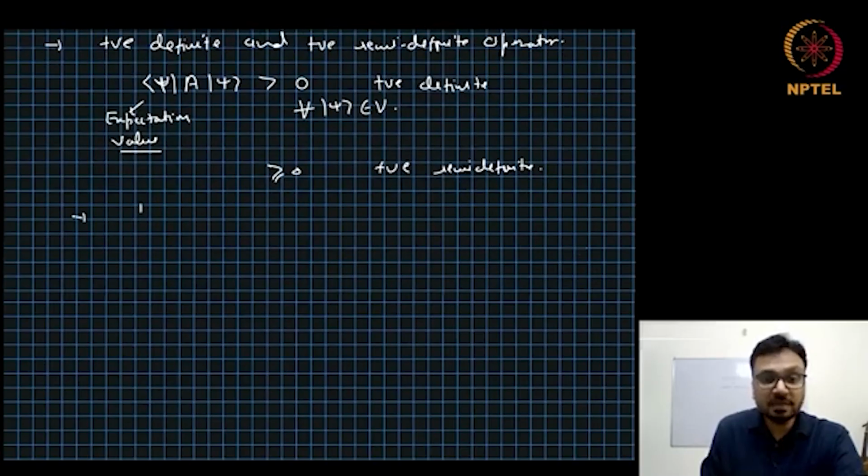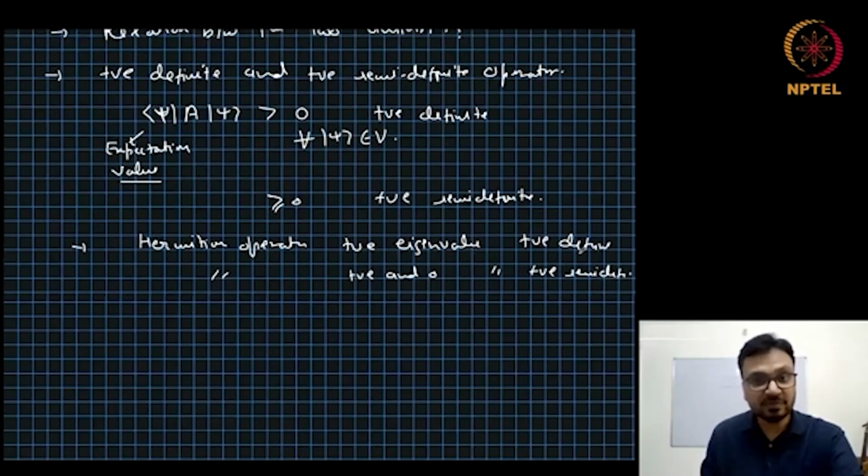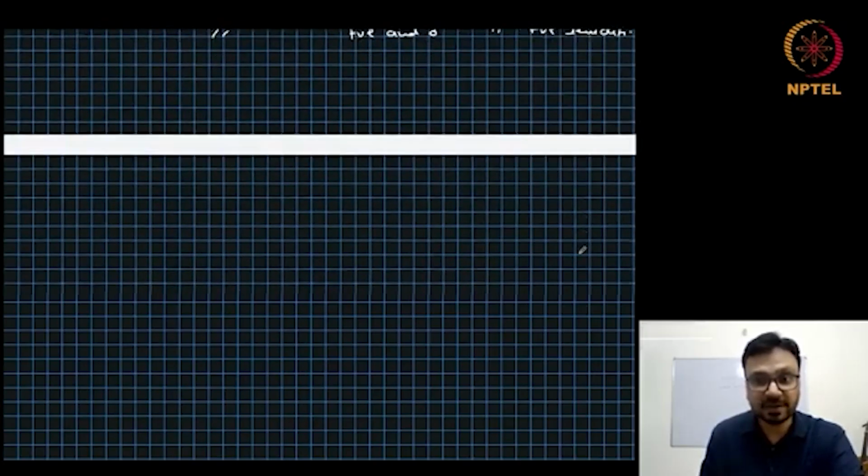And any Hermitian operator with positive eigenvalues is a positive definite operator, and a Hermitian operator with positive and zero eigenvalues is a positive semi-definite operator. So this was one class which we will be using time and again when we talk about the states and density matrices.